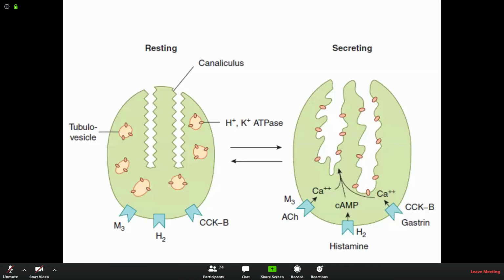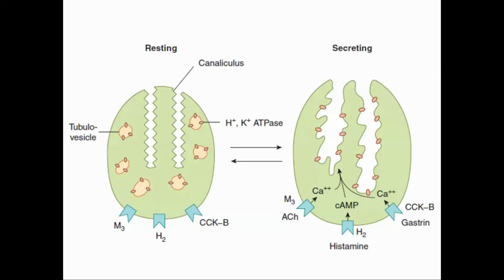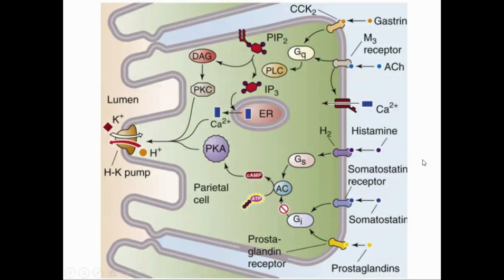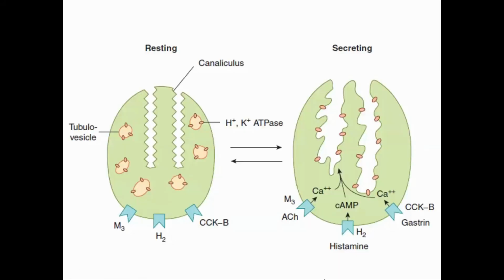So now let's build the mechanism of how acetylcholine, histamine, and gastrin work. Acetylcholine acts on the M3 receptor present on the parietal cell. Acetylcholine increases the level of calcium ion. Acetylcholine and gastrin increase the level of calcium ion.